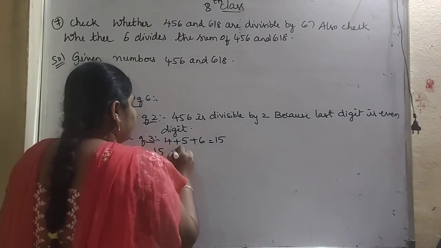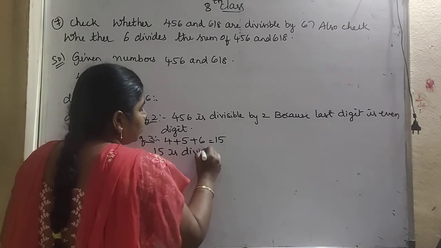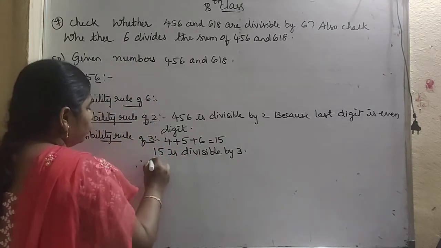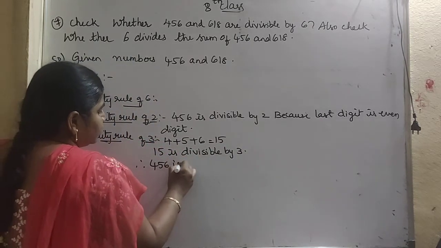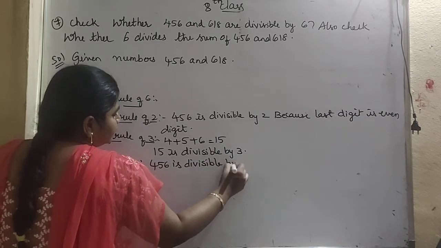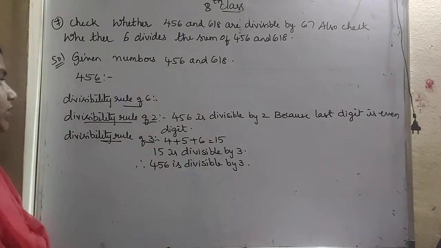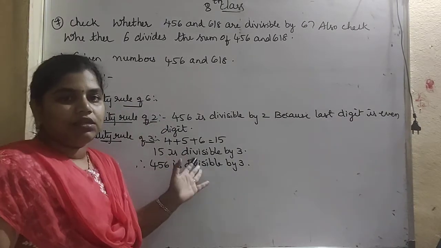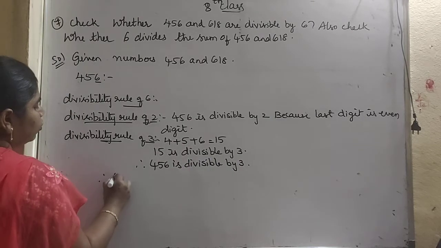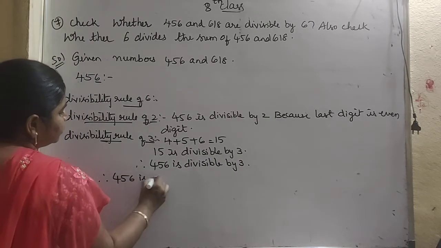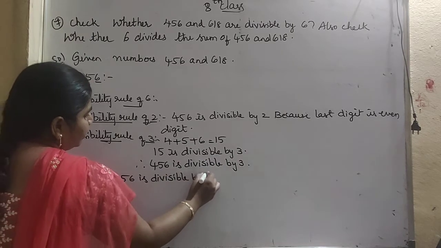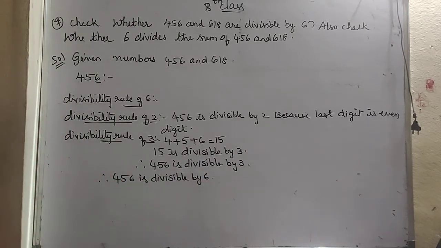So here 15 is divisible by 3. So therefore 456 is divisible by 3. So this 456 is divisible by 2 as well as by 3, so it will be divisible by 6. So therefore 456 is divisible by 6. So we have checked the first number.